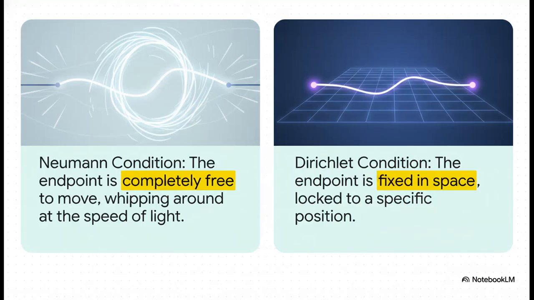Okay, so you've got two options here. On one hand, you have what's called the Neumann condition. This is easy to picture. The endpoint is completely free. It can zip around wherever it wants, whipping back and forth at the speed of light, kind of like the tip of a cracking whip.